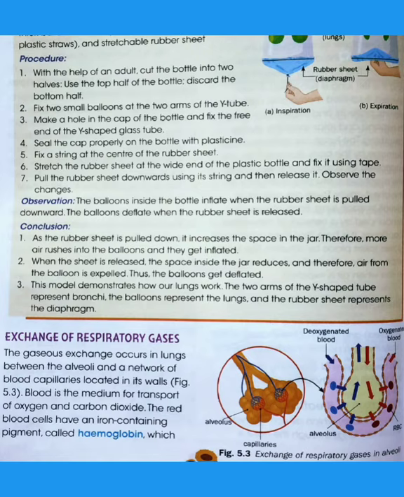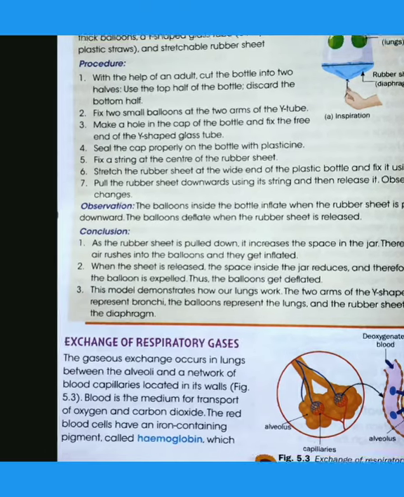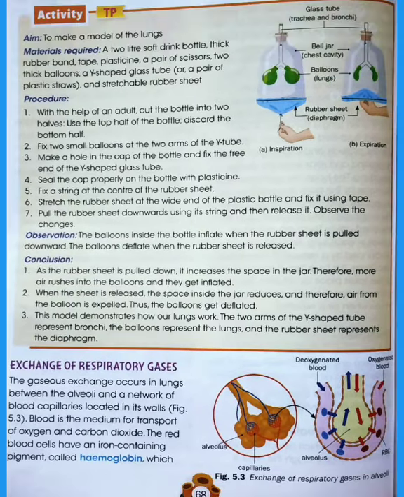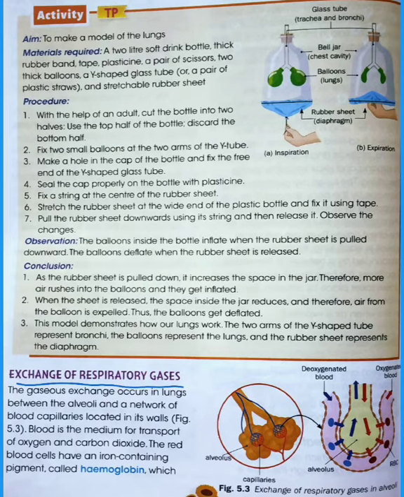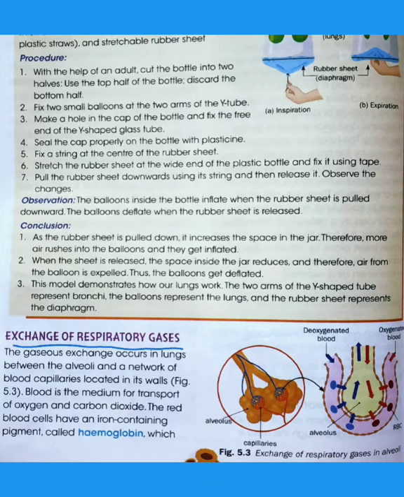next topic, that is exchange of respiratory gases. So where does this exchange of respiratory gases take place? This exchange occurs in lungs. Between what? Between the alveoli and a network of blood capillaries located in its wall. So blood is the medium for transporting this oxygen and carbon dioxide.